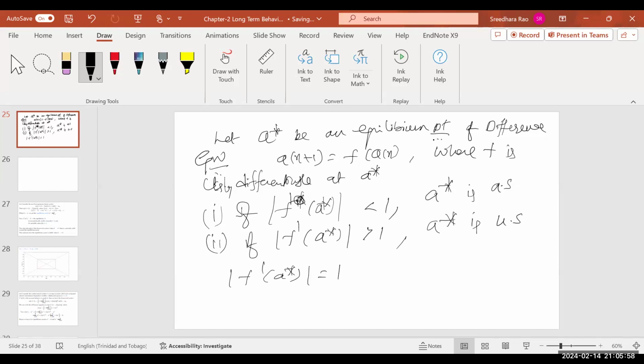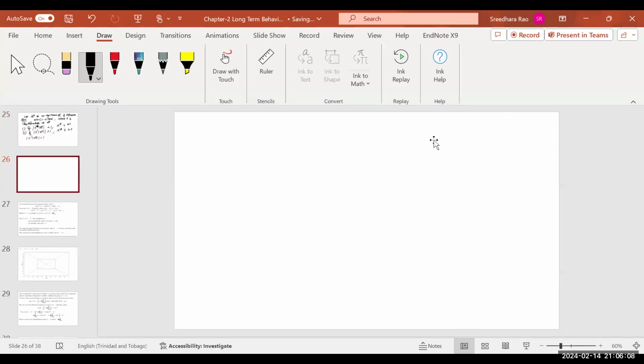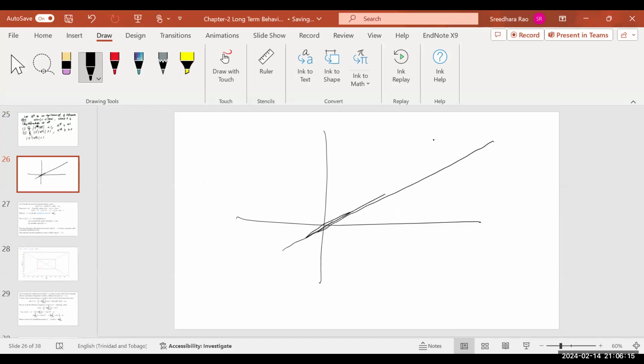In such a case, we use the cobweb diagram, right? That is a step where we need to draw a diagram. First we need to draw y equals x, and suppose your function is a of n plus 1 equals k times a of n. This is your initial condition a of 0. So for example, your a star is equal to 0, right? So here this is the 0.